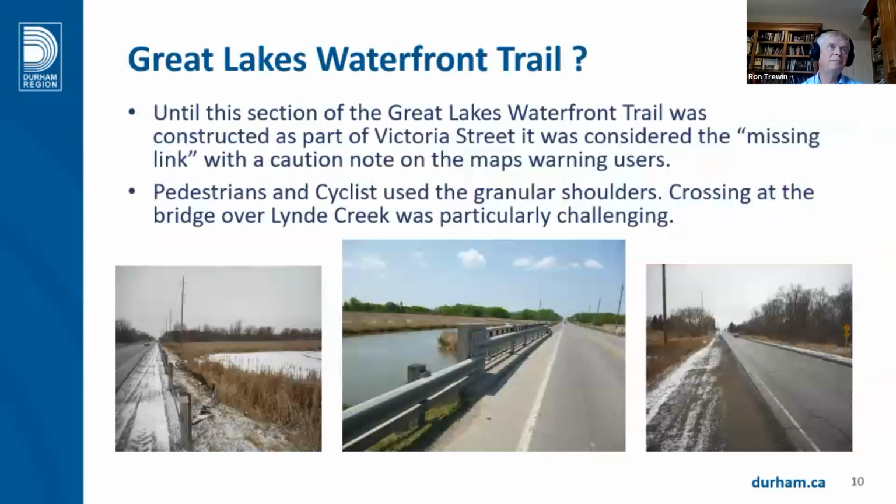Great Lakes Waterfront Trail. Until this section of the trail was constructed as part of this project, it was considered the missing link, with a caution note on maps warning users. Cyclists used to use the granular shoulders, crossing the bridge over. In the middle, you can see where the bridge crossing was for the waterfront trail. Watching cyclists crossing at the bridge was quite nerve-wracking, and watching cyclists along the unpaved shoulders was also nerve-wracking.